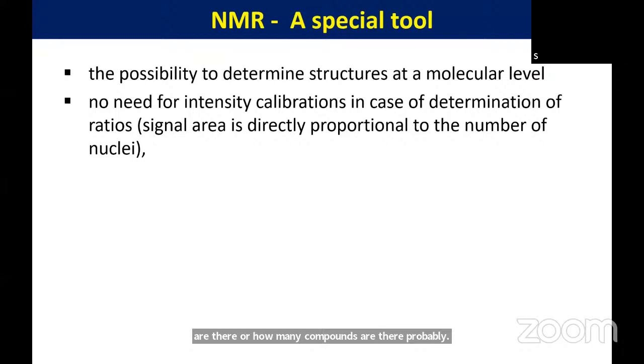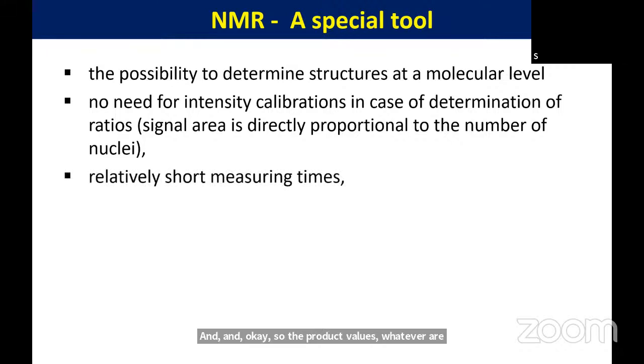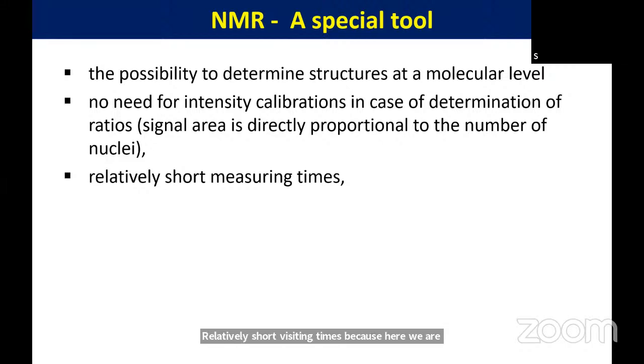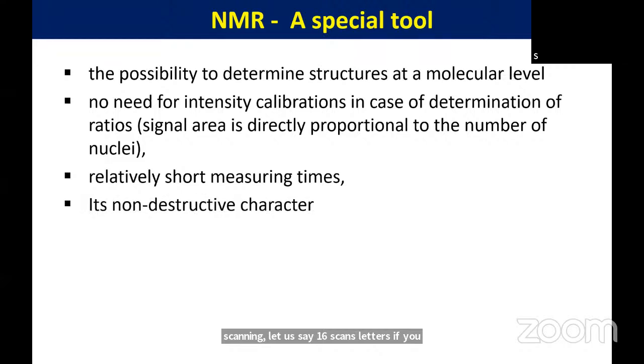And then another advantage is there is no need for intensity calibrations in the case of determination of ratios, because it is a relativistic representation with respect to tetramethylsilane. That is what we use in the case of proton NMR. Okay. So the proton values, whatever are there, they can be directly taken into consideration, provided their signal to noise ratio is good. Relatively short measuring times, because here we are using proton NMR for the analysis. For the entire scanning, let us say 16 scans, the entire analysis can be concluded within 5 minutes. It is a non-destructive technique.